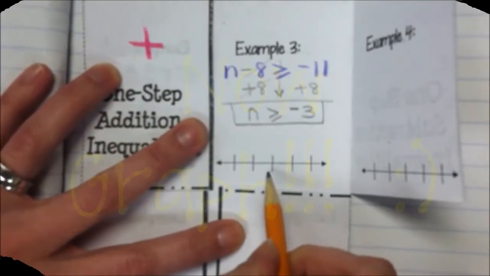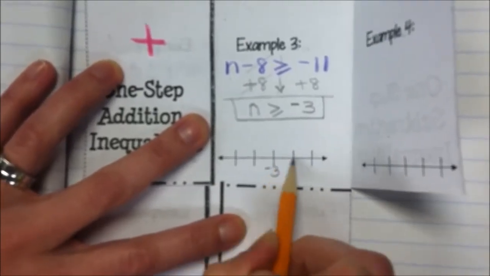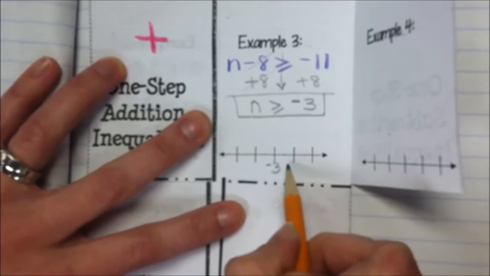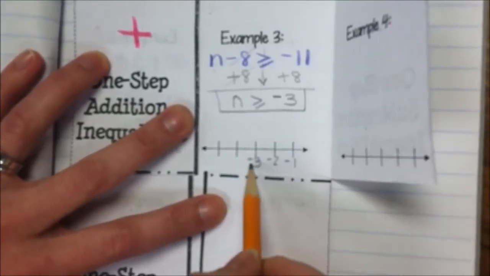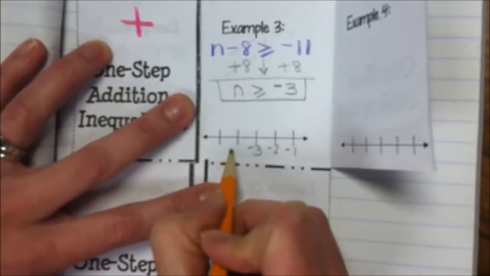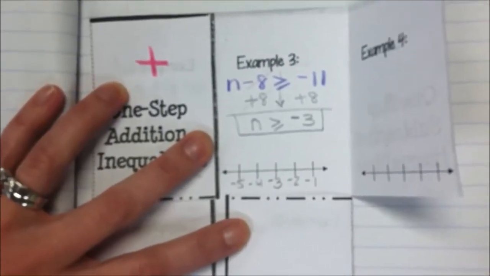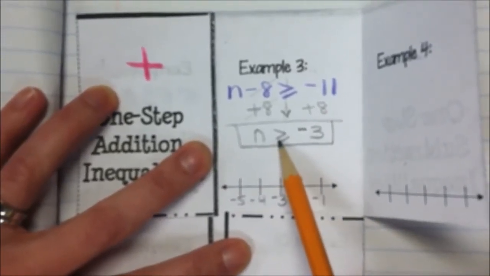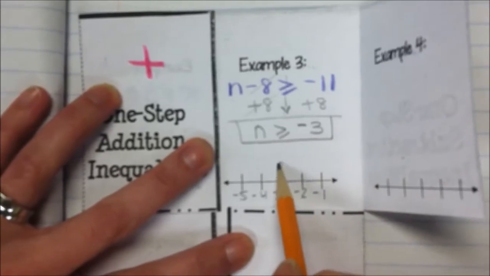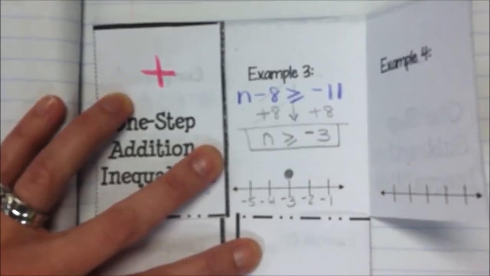Now we're going to graph it, and we know we need negative 3 on our number line. And anything greater than negative 3 would go this way. So negative 2, negative 1, and then anything smaller, like negative 4 and negative 5, would go this way. Since this says that it is greater than or equal to, I know at the negative 3 I need to fill in my dot, or my circle.